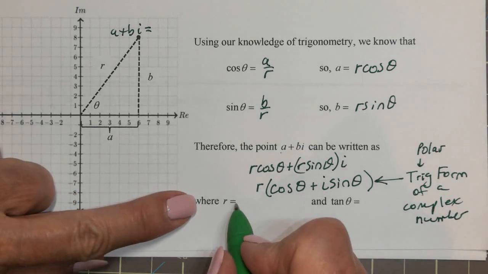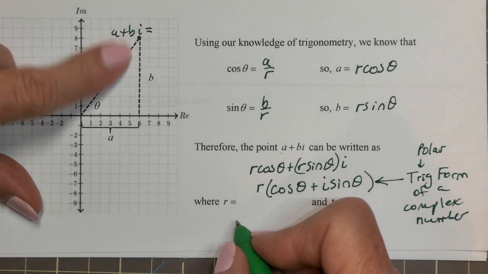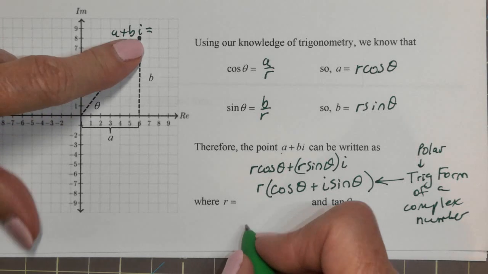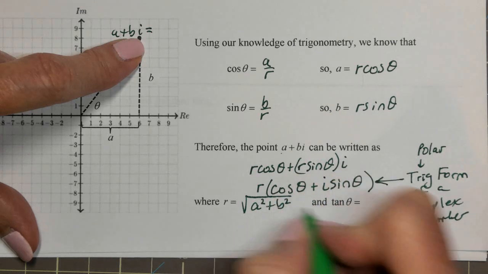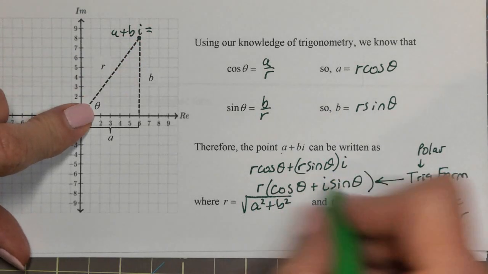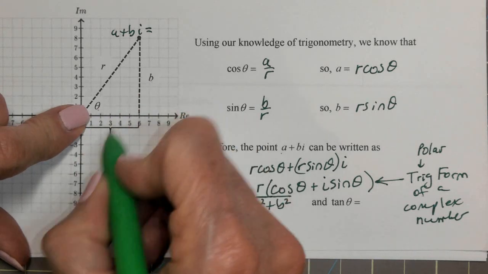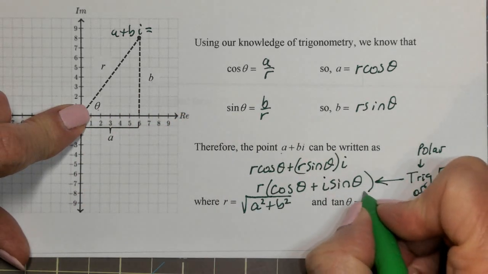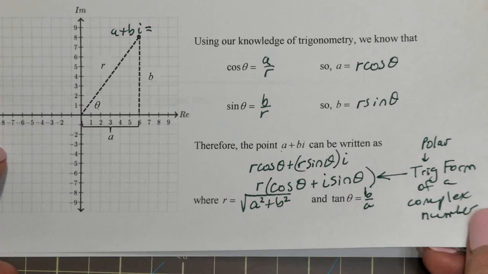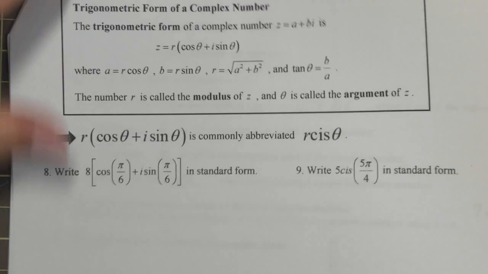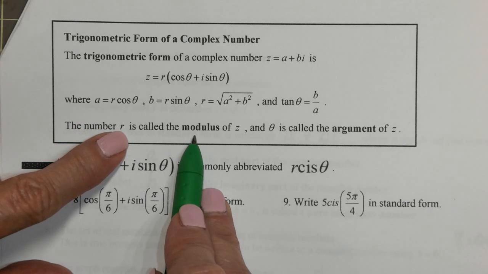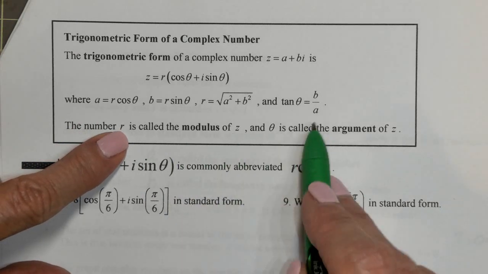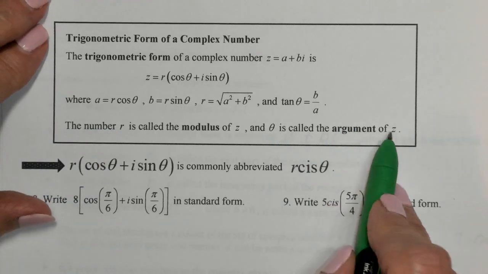r is the distance from the origin to your point, so that is the modulus, square root of a squared plus b squared. And tangent of theta is b over a, opposite over adjacent. So that's what all of this says in this box. r is also called the modulus of the number, and theta is called the argument of the number.